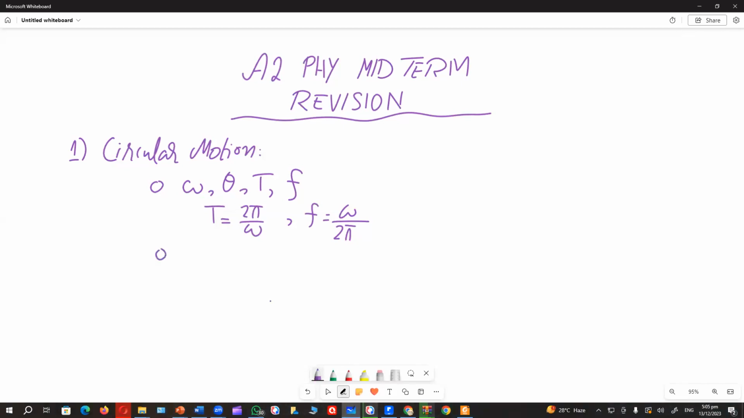The second concept is the contrast between v and omega. We have a formula, v is equal to omega r. What is omega? Omega is basically angular velocity, and it is measured in radian per second. So these are the initial important concepts of circular motion.